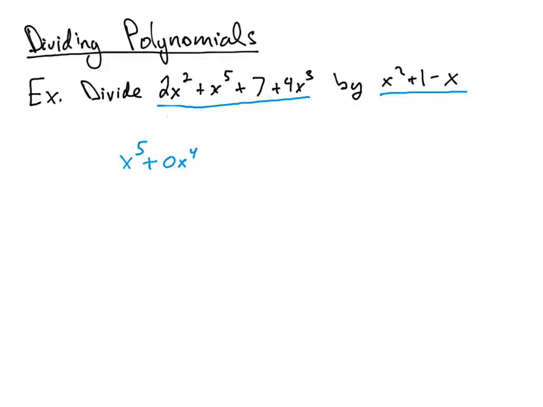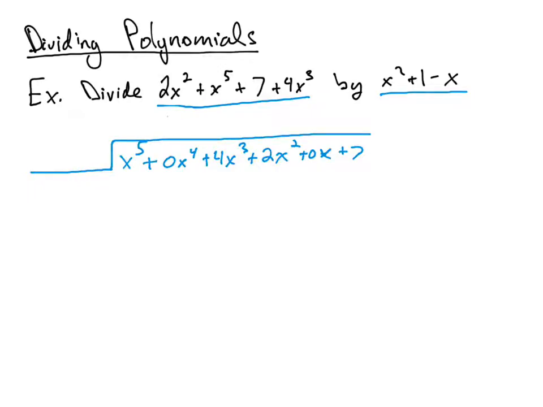So x to the fifth plus 0x to the fourth plus 4x cubed plus 2x squared, and then we are missing the x to the first term, so we'll say plus 0x plus 7, and then we'll divide that. We're going to do this with long division. Same thing, I'm going to write the divisor here in descending order. Okay, so we want to know how many times does x squared go into x to the fifth. That would need to be multiplied by x cubed.